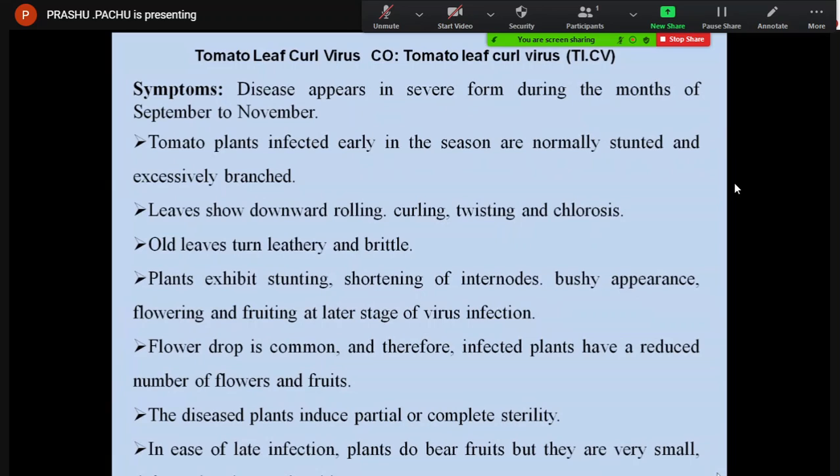It is transmitted by whiteflies. Bemisia tabaci is the botanical name of this whitefly. It is not seed-borne in nature, but it can be contaminated in nature. It is not transmitted through sap, but it can be transmitted through grafting.